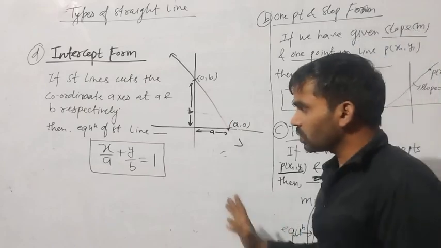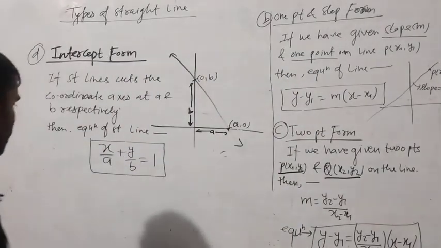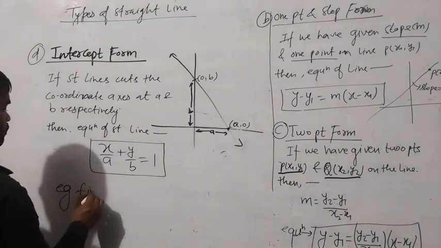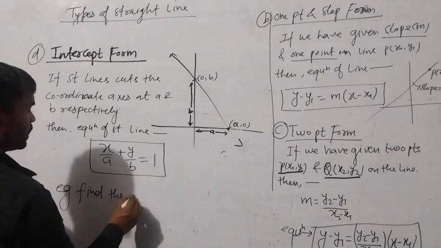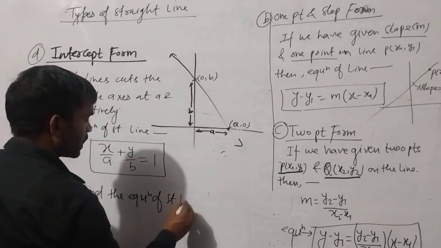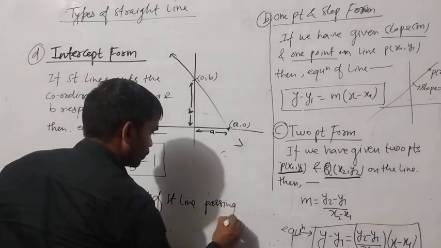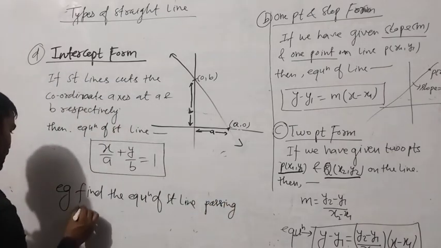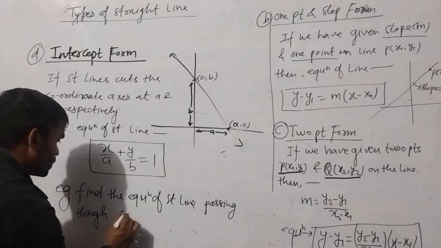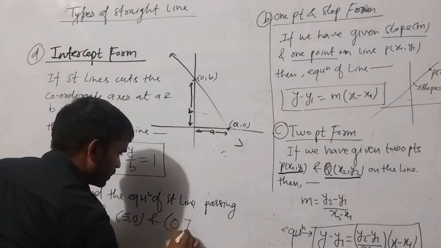Okay, so this is the third form. For example, if you want to find the equation of a straight line passing through, let's suppose, (5, 0) and (0, 7).